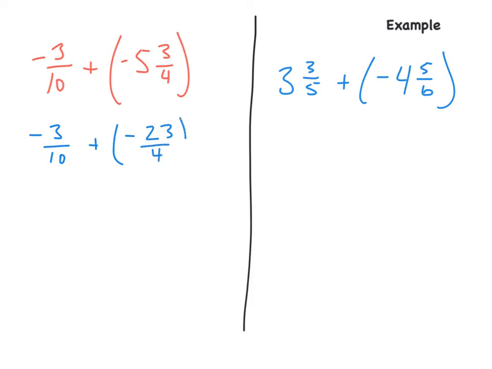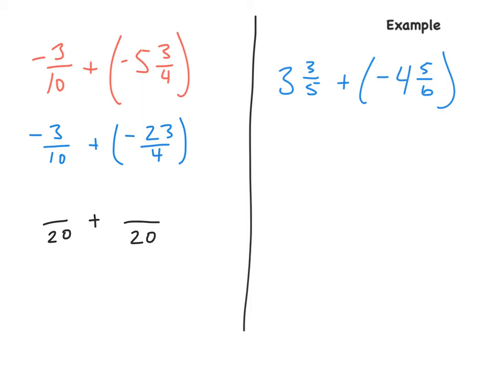So we'd have -23/4. Alright, now we have to find a common denominator. So we could multiply them across, so we could use the common denominator of 40, but there's also another thing that we could do. We could find the greatest common factor. So the greatest common multiple of 10 and 4 is actually 20, because 10 times 2 is 20, and 4 times 5 is 20. So we can use the common denominator of 20.